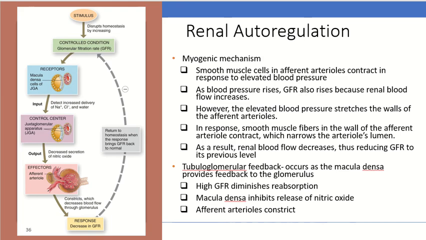So for starters, we have renal autoregulation. This is bringing us then to the myogenic mechanisms. This is when smooth muscle cells in afferent arterioles are going to contract in response to elevated blood pressure. So as that blood pressure rises, our glomerular filtration rate is also going to rise because renal blood flow is going to increase.